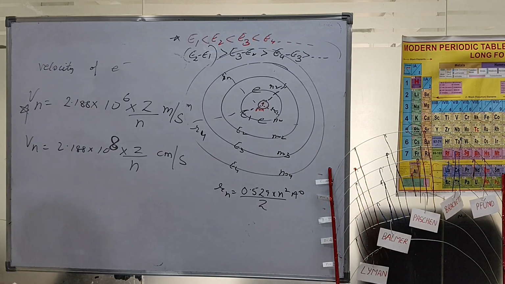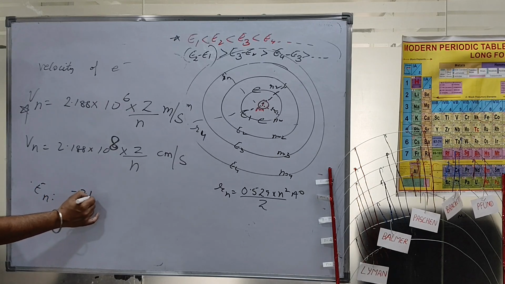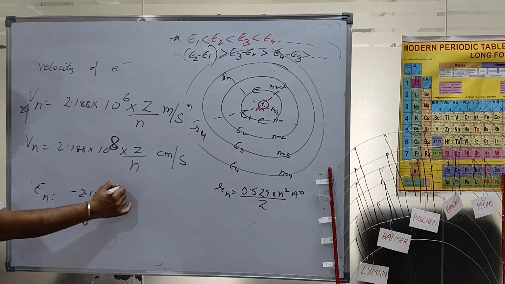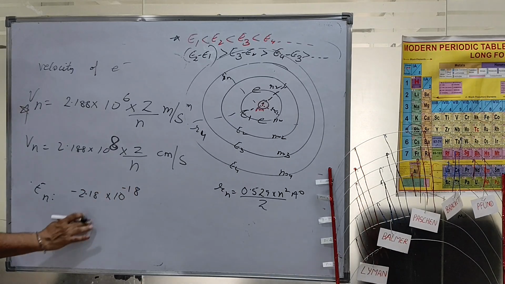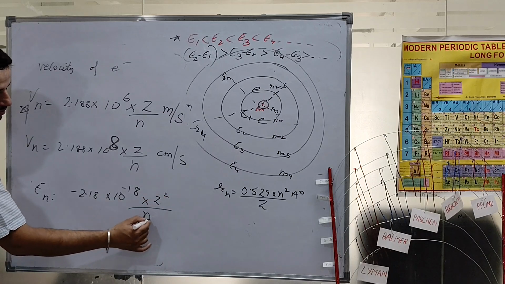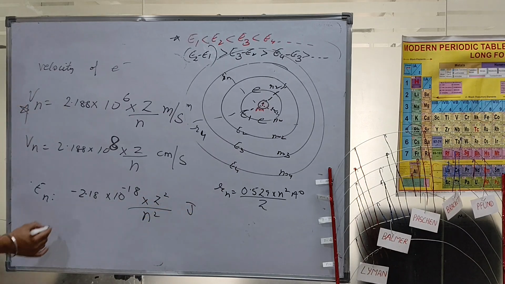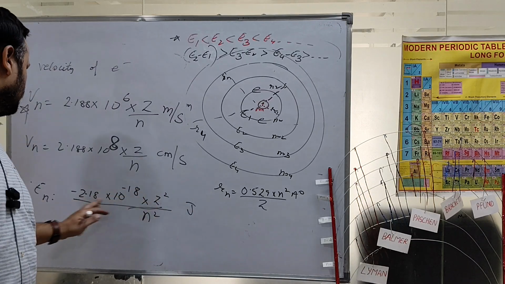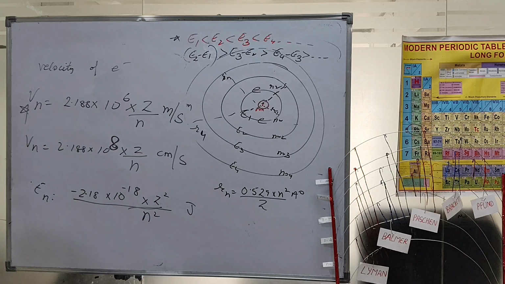Very बहुत important formulae हैं. The radius, the velocity and the energy. Energy का क्या था? 2.18 into 10 to the power minus 18 Z square by n square in joules. So radius, energy and velocity.